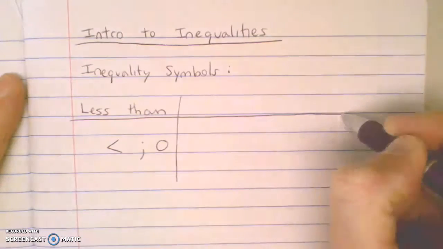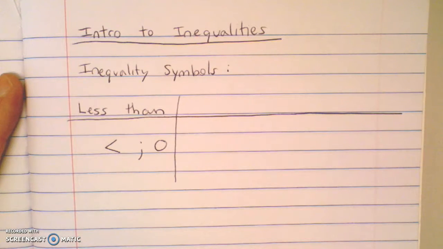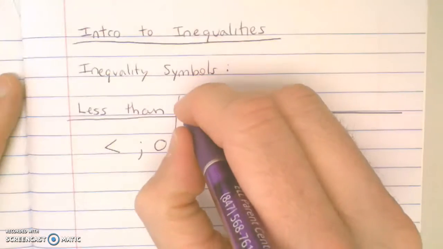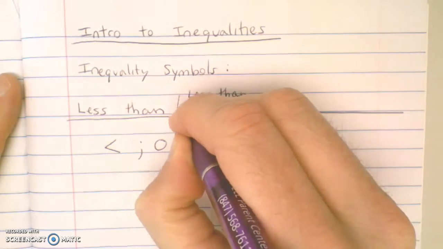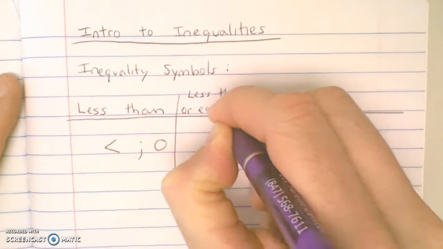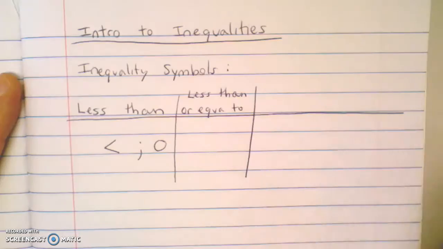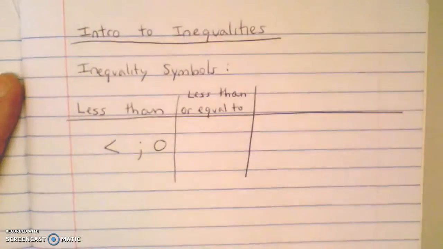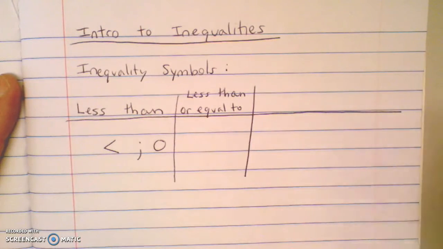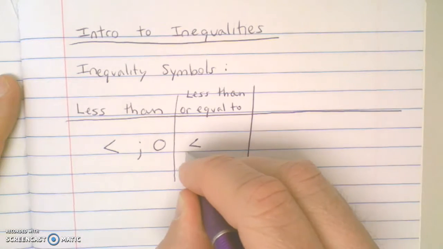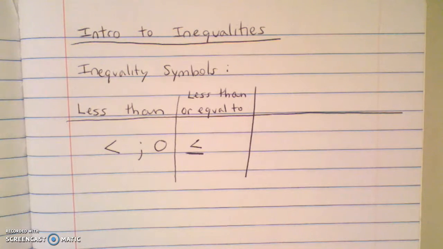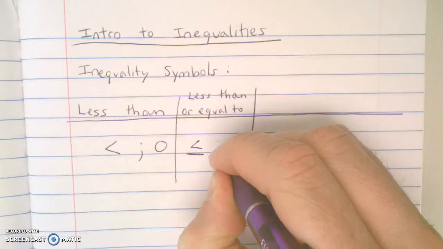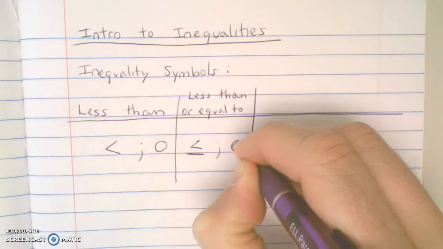So we're going to make a little table here. The next symbol is less than or equal to. The less than or equal to symbol is the same symbol as less than, except the difference is it has a line underneath it, which indicates that it's equal to the number that you're saying it's less than or equal to. And when you fill these out on a number line, the symbol we use for less than or equal to is a closed dot.